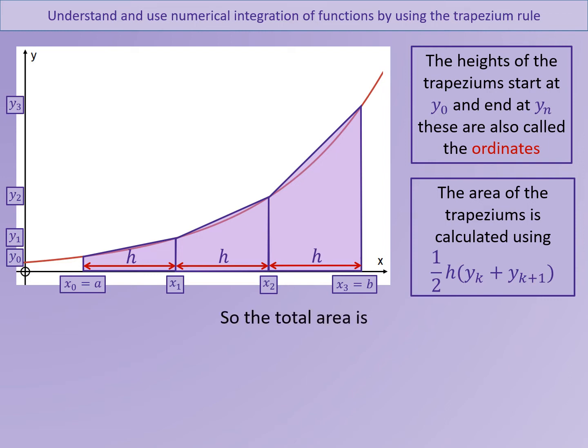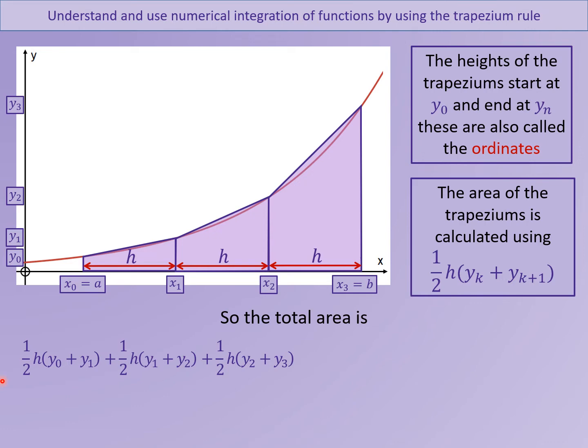So in this case, if we were to find the total area of all of the trapeziums, we could use the formula for the area of a trapezium and add them together. So the first trapezium is going to have an area of a half h and then y0 plus y1. The second trapezium is going to have an area of a half h, y1 plus y2, and then continuing on we get the area of the third trapezium, a half h, y2 plus y3.